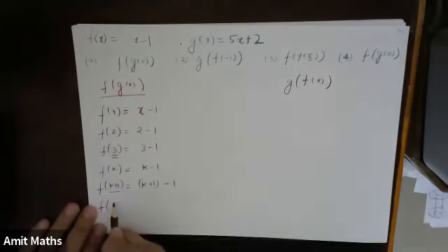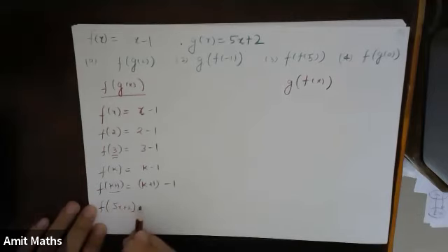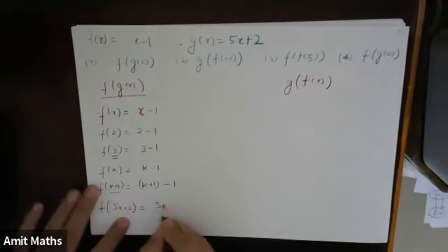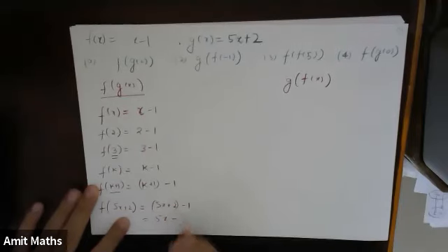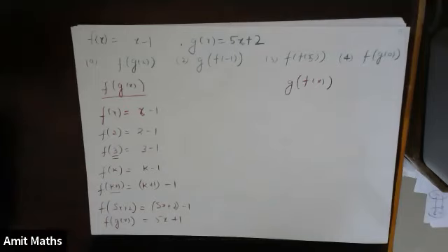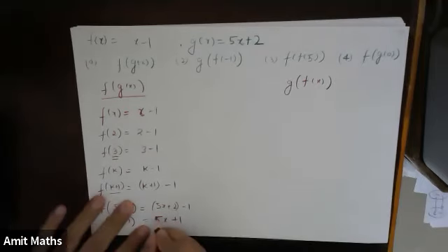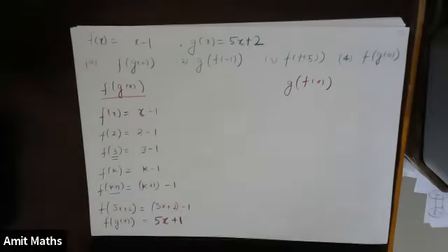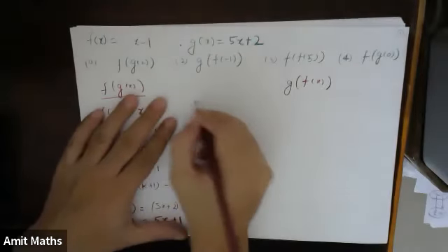what is g of x? 5x plus 2. So instead of x, I will write 5x plus 2 minus 1. So this becomes 5x plus 2 minus 1, which is 5x plus 1. So this is f of g of x. Understood?